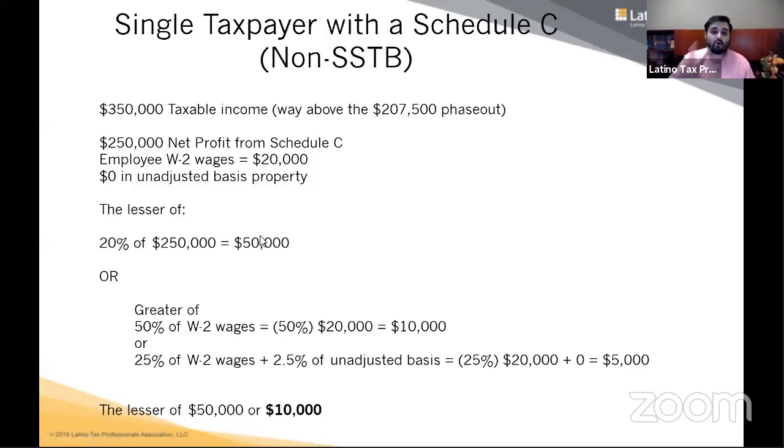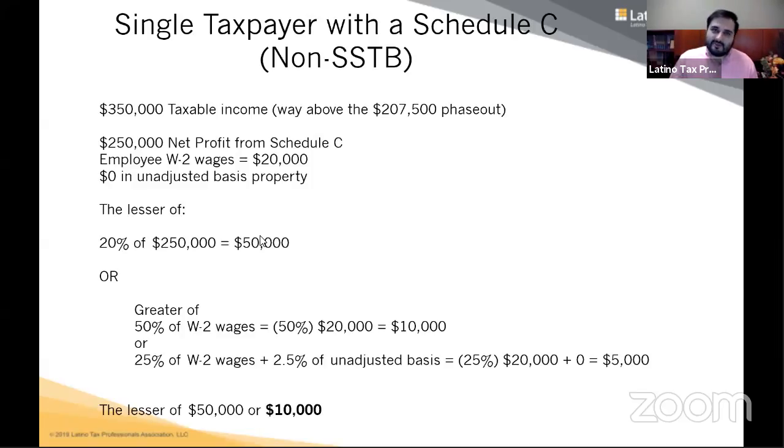Then you look at two things. You look at first 50% of the wages. So 50% of $20,000. Now, again, these are the wages that are associated with her business. These are employees that she's hired. So 50% of 20,000 is 10,000, and compare that to 25% of the wages plus 2.5% of the unadjusted basis of the assets that she has, that the business owns.